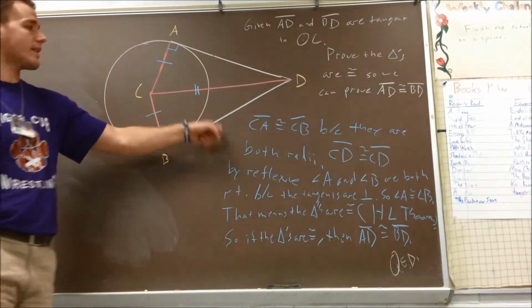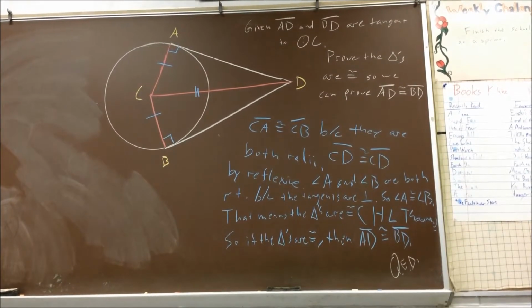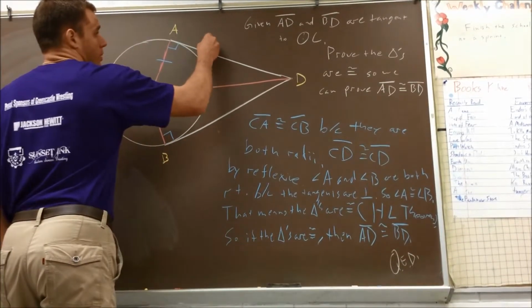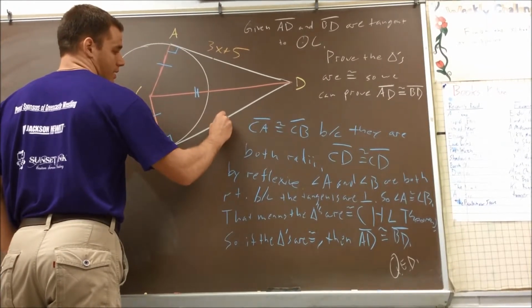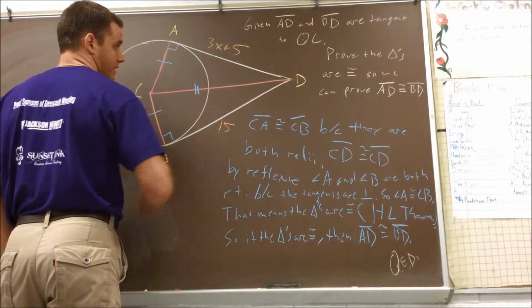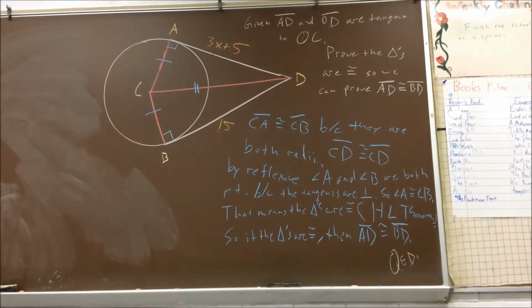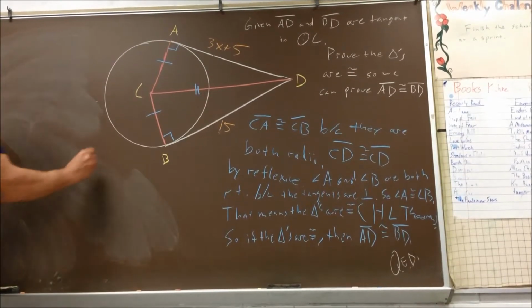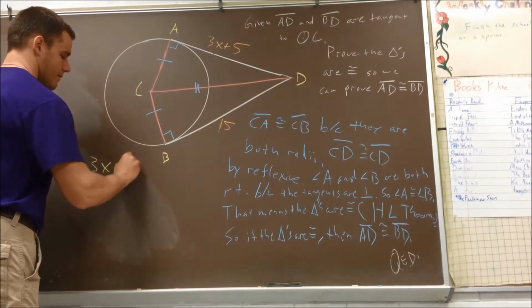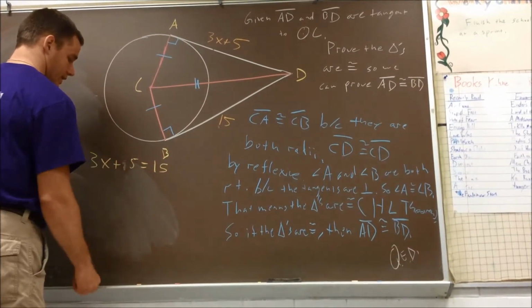So we just showed that the triangles are congruent, which means the two tangents are congruent. So what if Mr. Kuhne said, hey, this is 3x plus 5, and this is 15. How would you solve that? Equal each other? Yeah, 3x plus 5 is equal to 15, and you solve for x. We're not going to do that. You solve.